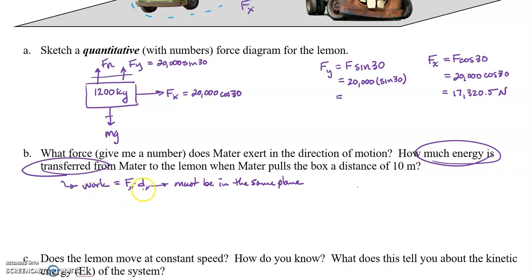So you've got work equals force times distance. They must be in the same plane. It says that the distance was 10 meters. So therefore, I say the force in the x-plane is equal to 20,000 cosine of 30. And the distance is 10 meters. So you crunch those numbers, and then you get 173,205 joules of energy. All right, that's your work done. That's how much energy was used up, because work is equal to change in energy.